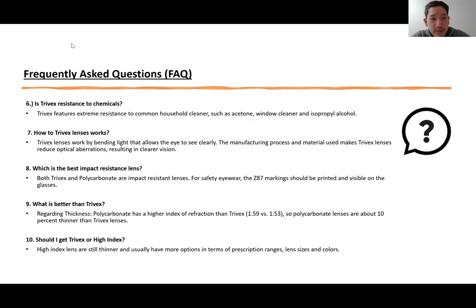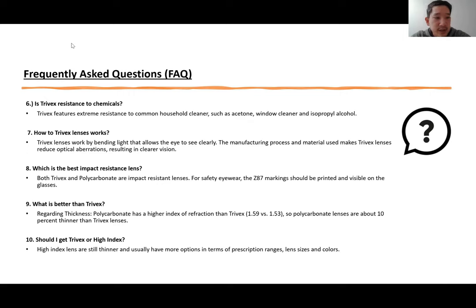So how do Trivex lenses work? Trivex lenses work by bending light that allows eyes to see clearly, right? The manufacturing process and the material used make Trivex lenses reduce optical aberration, resulting in clear vision. If you remember the Abbe value that we discussed on the previous slide, Trivex has one of the highest Abbe values, making it resistant to distortion, and the patient should be able to see clearly without any distortion.